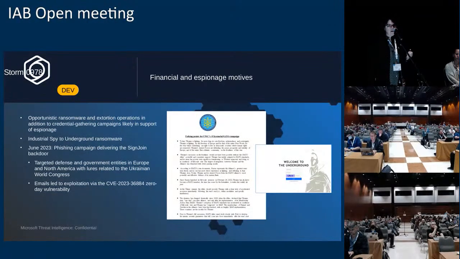So this is Storm 0978. They are very opportunistic ransomware. So again, that kind of leads to the thing of, I'm now doing something else for a nation state who potentially has hired me to do this. Opportunistically, then I can release the ransomware at the end of that for that reason. But they did a phishing campaign. The aliases are Industrial Spy to Underground. But again, really looking at ransomware from that perspective.